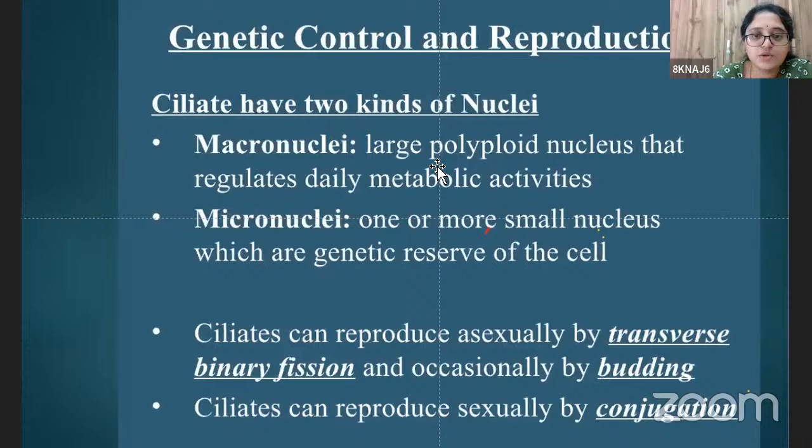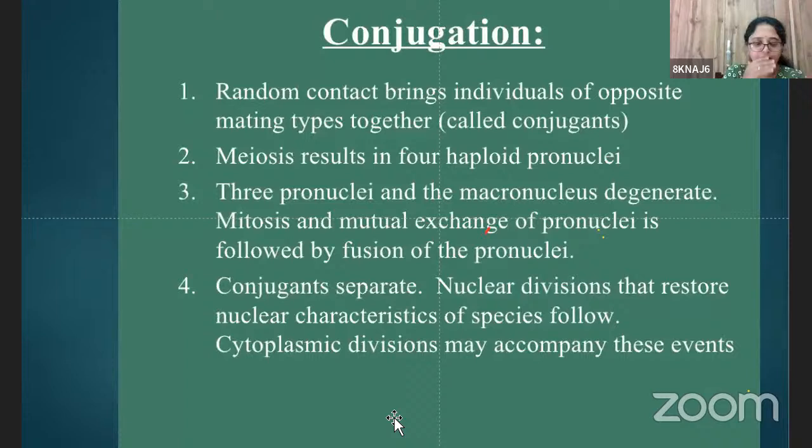micronuclei, which are polyploid in nature, and the micronucleus is for sexual reproduction. Ciliates can reproduce asexually by transverse binary fission and by budding, and sexually by conjugation. Excuse me. So, I'll come to the conjugation in a little while. Basically, let this slide be as it is.